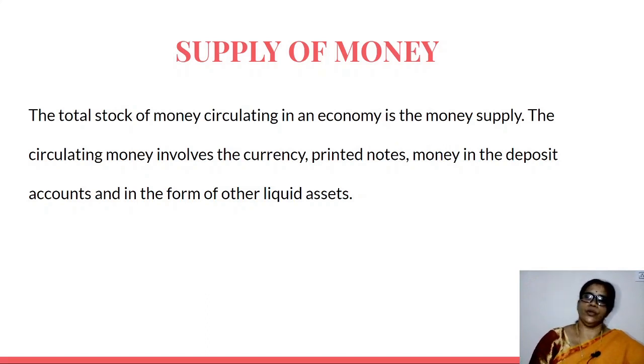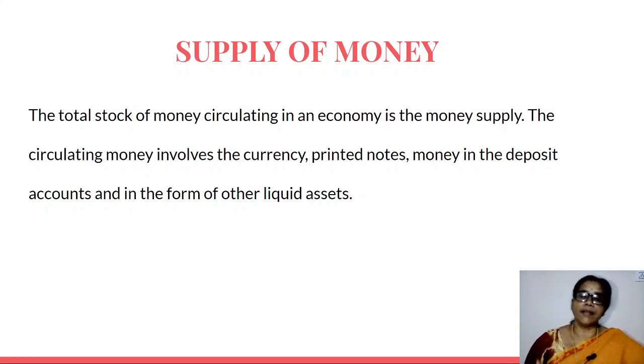Now let me tell you, who controls the money supply, or who issues money? Here the money is issued by the monetary authority of the country. RBI is the monetary authority of our country, and RBI is responsible for issuing currency notes. Coins are issued by the Government of India. 1 rupee note and coins are issued by the Government of India. So the total stock of money circulating in an economy is the money supply.